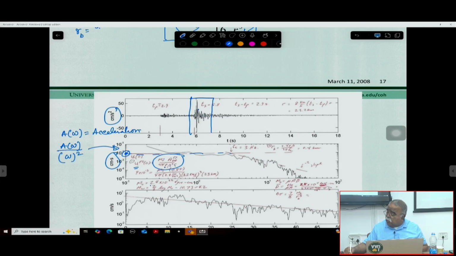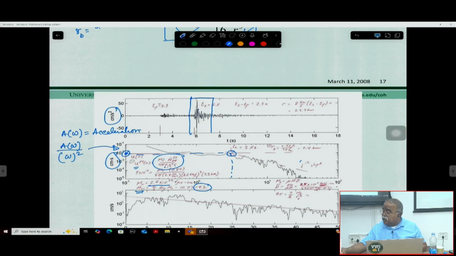So the M0 value we can calculate as 10 to the power 22, and from there you can find out your Mw by using this; the Mw equals 4.2. So we first need to find out what your fc is, and from this fc we can compute that.